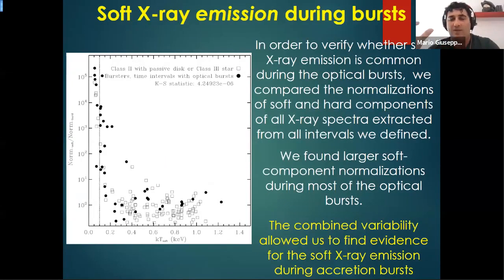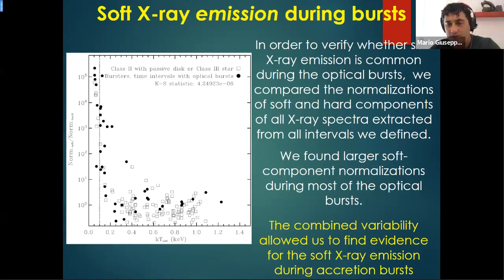We can do even more. We have taken all the time intervals we have defined, and in these time intervals we have fitted the X-ray spectra with a two-temperature thermal plasma model. We have calculated the ratio between the normalizations of the soft and the hard component, and you see that there is a bunch of time intervals in which there is evidence of significant soft X-ray emission. And most of these time intervals, the black dots, are actually time intervals in which we observed an optical burst. So again, we have very good evidence for the presence of soft X-ray emission during accretion that, as I said before, can be used as a diagnostic for the properties of the accretion process.